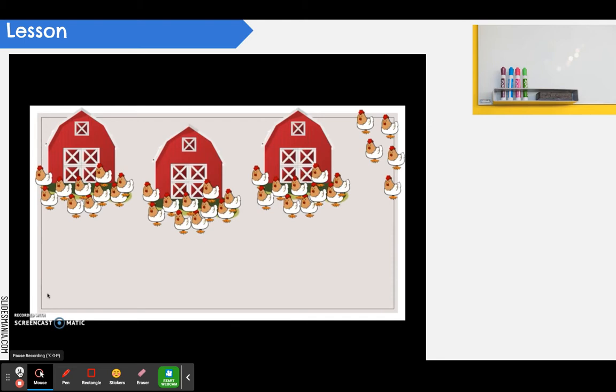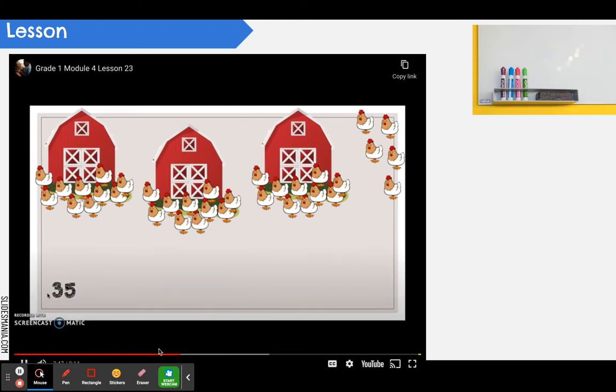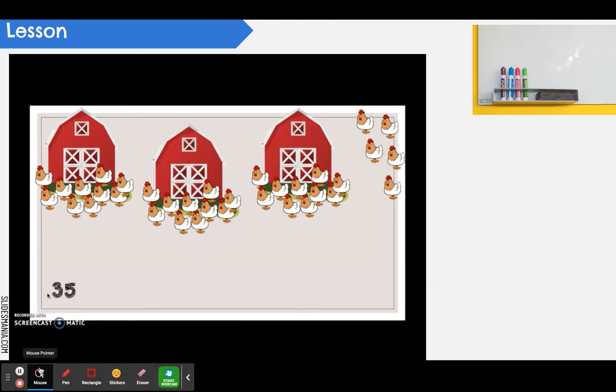All right, look at these cute little chickens. Now I see 35 chickens. That's because I could count 10, 20, 30, 31, 32, 33, 34, 35. Perfecto. I could also say that this is 3 tens and 5 ones because I see 3 groups of tens and then 5 ones. Do you agree?